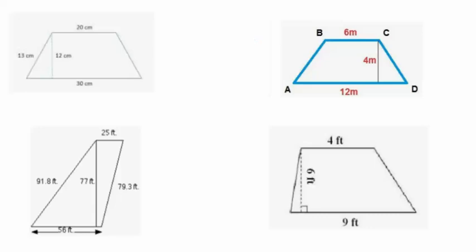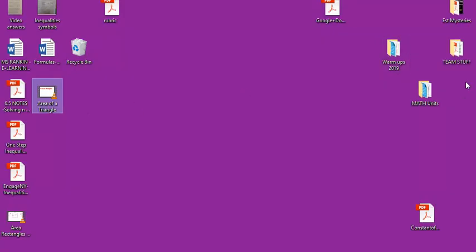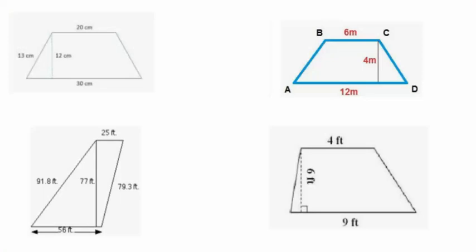So on the top of my paper, especially with the trapezoid, I always write out my formula again. So it's base 1 plus base 2, parentheses, times the height, divide by 2. So I always write that on the top of my paper because otherwise I get confused, okay? All right, so I got to find my bases.